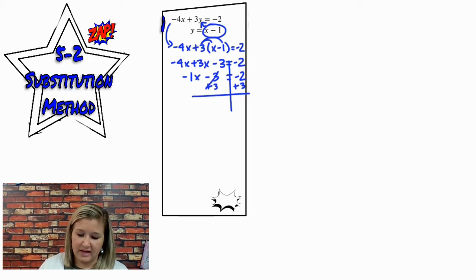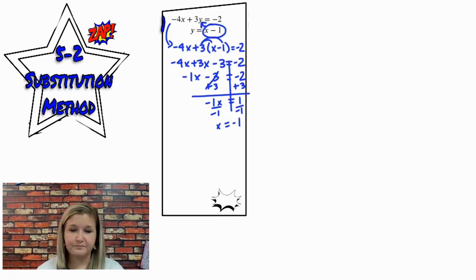And then I have negative 1x is equal to 1. Negative 2 plus 3 is 1. Then lastly, I'll divide by negative 1 on each side. And so x is equal to negative 1. Now, here is the sad part. We're not quite done yet. We're going to have to go back and plug in negative 1 for x to find out what y is.